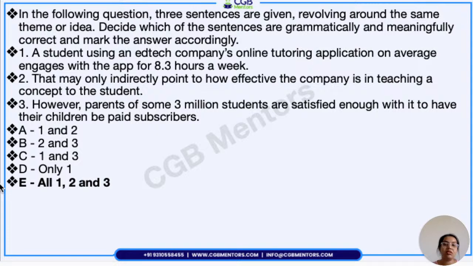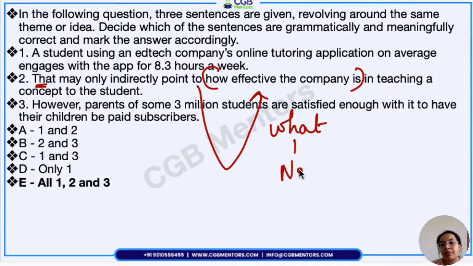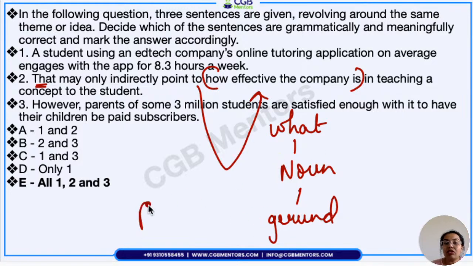These were the questions. It's very important for us to understand the concept, and sometimes, through the questions, we get to see things. For this one, I'll tell you one interesting rule that we get to see: the sentence starts with that. That may only point to how effective the company is. Point to what? Usually the answer to what is a noun. If not a noun, we have an opportunity there to use a gerund. If not even a gerund, then it could be a phrase answering the question what. Point to what? Point to the whole thing.